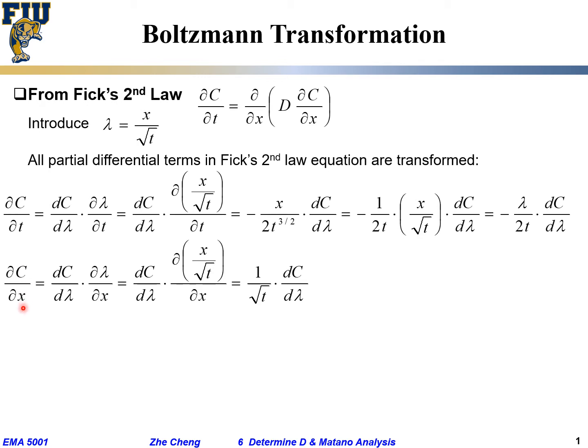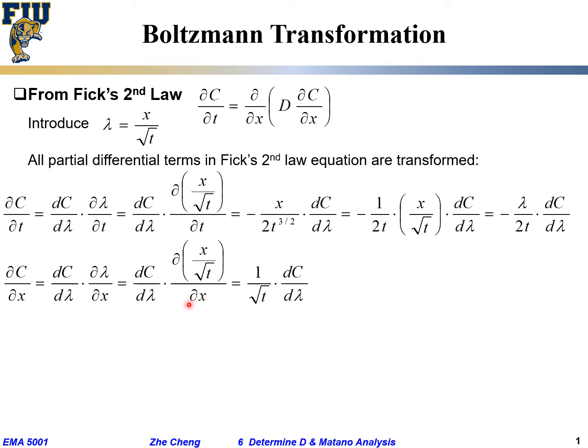The partial differential of concentration with respect to location, the same trick. Okay? dc partial with respect to x, now it's dc over d lambda, but d lambda over dx, right? That's the same trick. And then we keep the dc over d lambda, and what is our lambda again? Lambda again is x divided by square root of t.